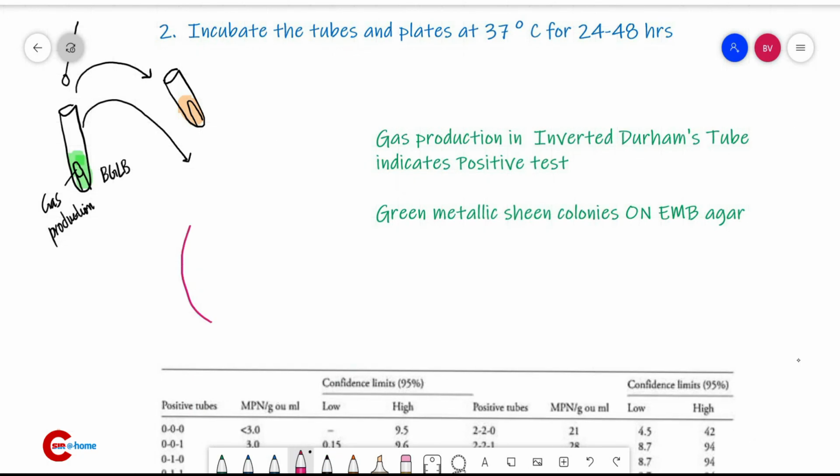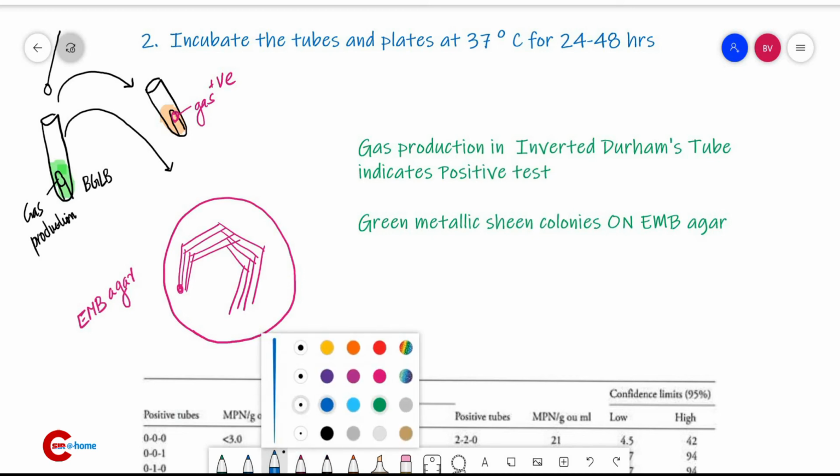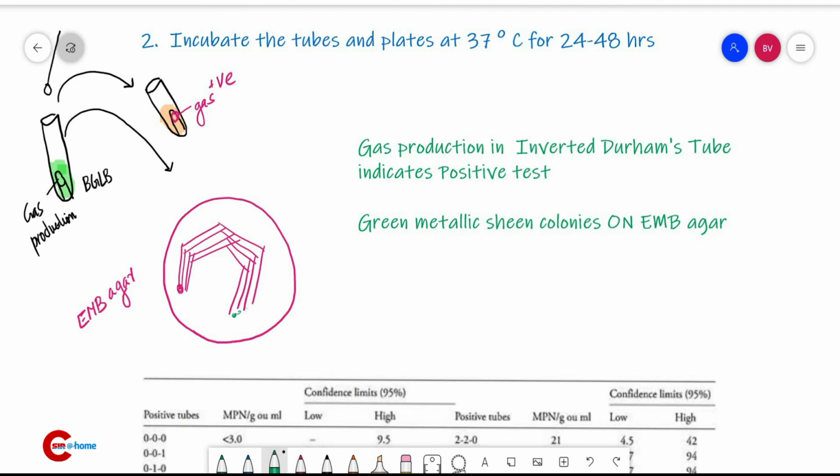EMB agar means eosin methylene blue. So we take a loop full of culture and streak on the EMB agar, like this. And positive means if it contains gas, this is a positive reaction. If it contains Escherichia coli, the colonies will be green metallic sheen. That means green metallic sheen colonies on EMB occur.